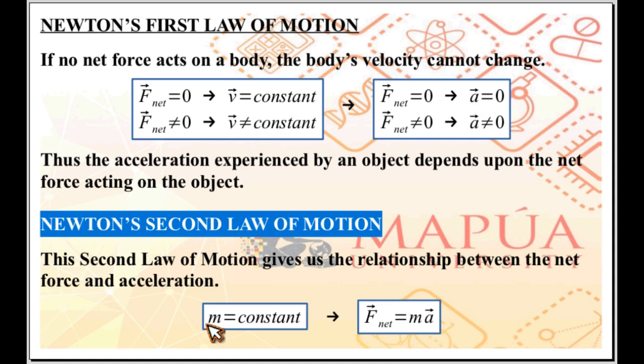For constant mass, so m is equal to constant, the second law of motion tells us that F net is just equal to mass times the acceleration of the object. The acceleration experienced by the object is proportional to the net force acting on the object. The net force produces the acceleration experienced by the object.